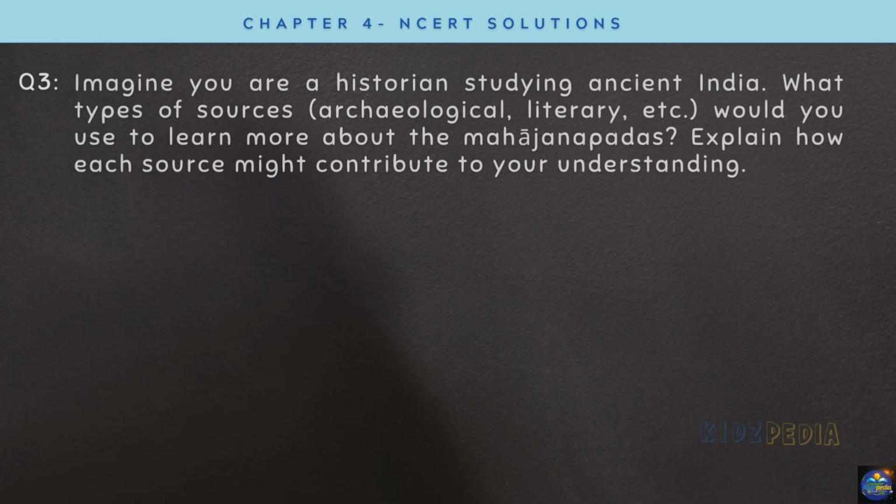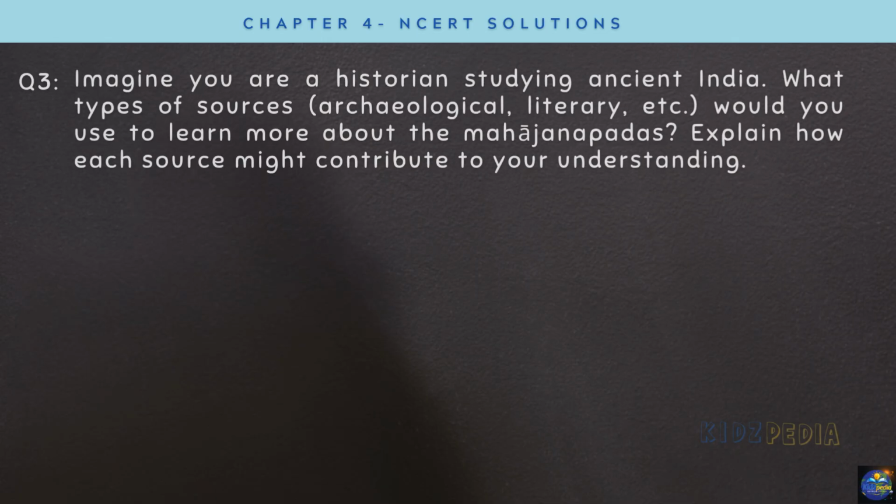Third question. Imagine you are a historian studying ancient India. What types of sources, archaeological, literary, etc., would you use to learn more about the Mahajanapadas? Explain how each source might contribute to your understanding. Historians cannot travel back in time, so they depend on clues left behind by people of the past.